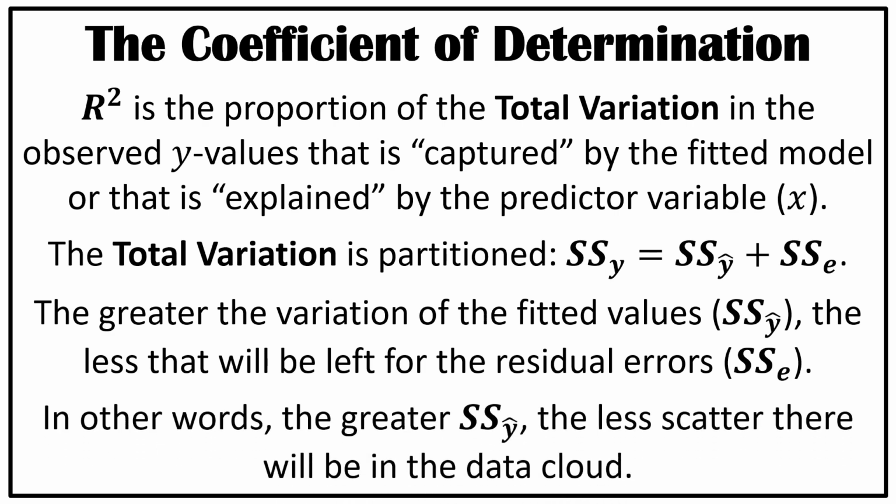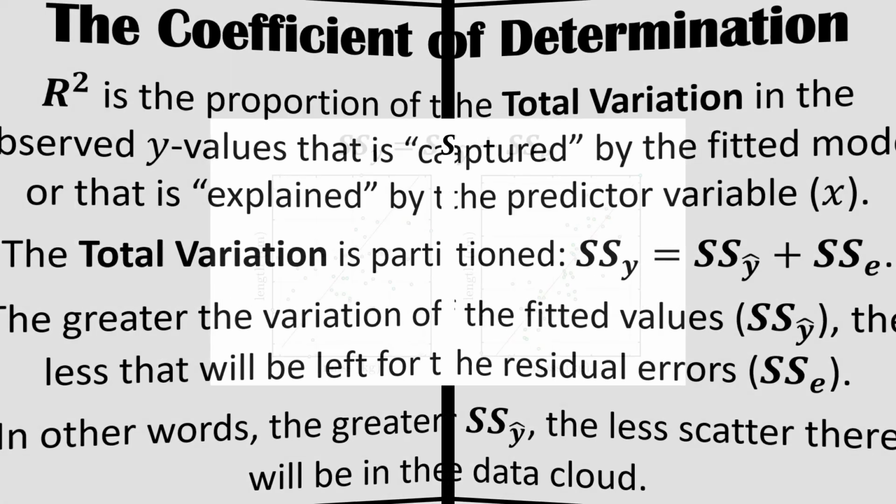It means the greater the sum of squares of your fitted values, the greater the systematic variation in your data, the less scatter there will be in the data cloud. Now, I realize that's kind of abstract, so I've got some diagrams just to emphasize the difference.